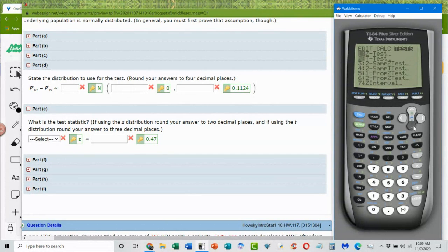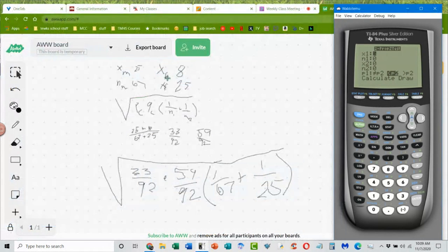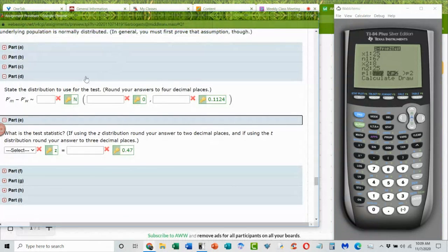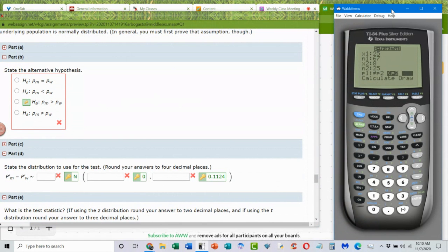Two sample proportions. What are our X's and N's? What are our successes and what are our trial sizes? I have 25 out of 67, and I have 8 out of 25. What is my alternative hypothesis? My alternative hypothesis was that men is greater than women. So, greater.